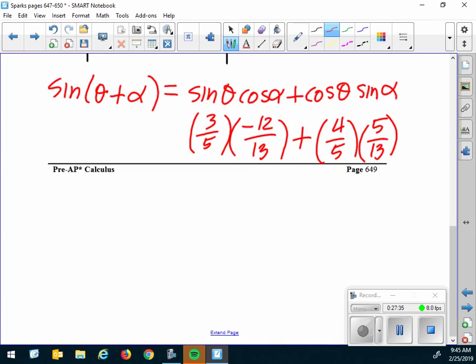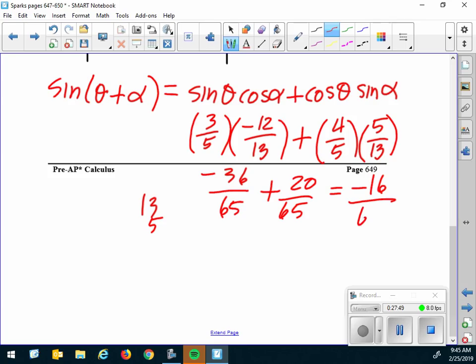So now what have we got here? Well, we've got negative 36 over, what's 13 times 5? 65, plus 20/65 equals negative 16/65. So that's the sine of theta plus alpha.